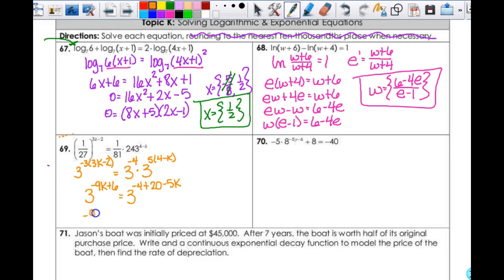So the left is negative 9k plus 6 equals, then over here I'll clean that up a little bit, I get 16 minus 5k. So if I add 9k to both sides, that'll give me 4k on the right. I'm going to subtract 16 from both sides, so I get negative 10. And divide, and my k is equal to negative 5 halves.